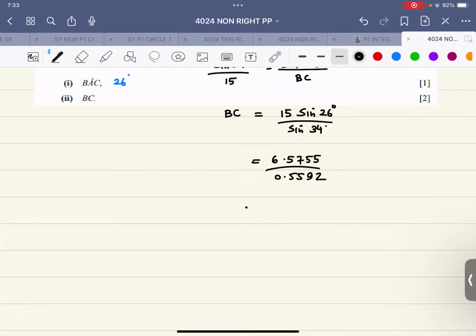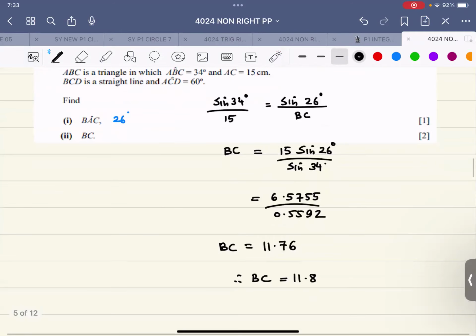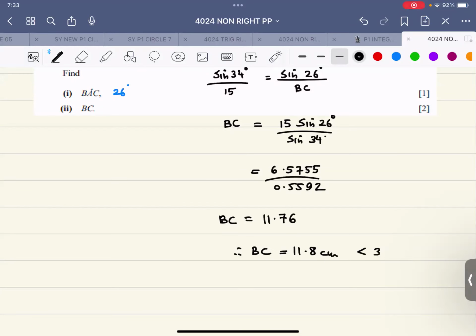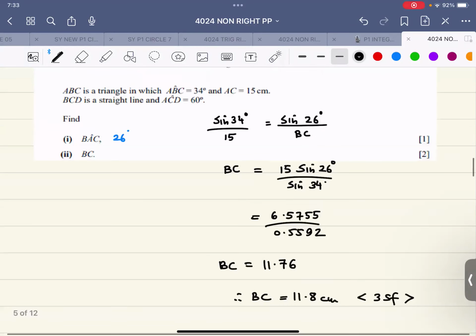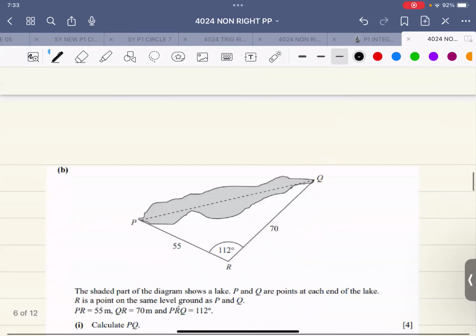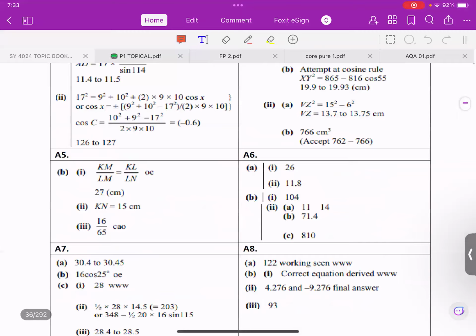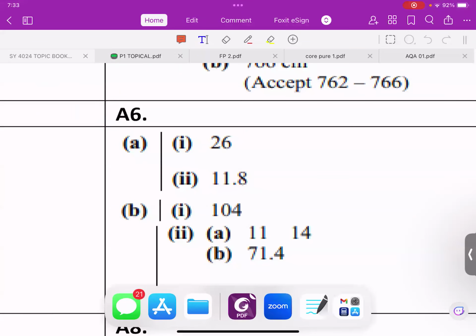So this is 11.76. This is BC. Therefore, BC can be written as 11.8, and the unit is centimeters, given to 3 significant figures. This is 6 part A. Let me go to the answer. Let me open it up to 6 part A. That is, this thing is 26 and 11.8, perfectly correct.